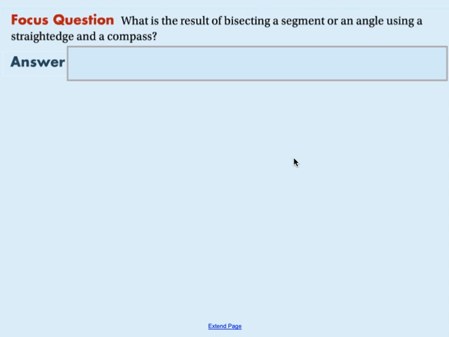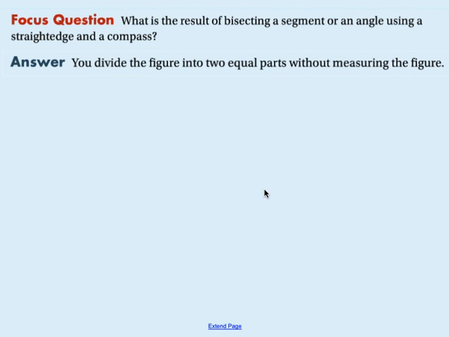So what's the result of bisecting a segment or an angle using a straight edge and compass? The neat thing is when you do that, you divide the figure into two equal parts without actually measuring. We didn't need to measure the angle to find out how many degrees it needed to be. We didn't need to measure the length of a segment and calculate what half of that distance is. We actually constructed it using our straight edge and our compass.